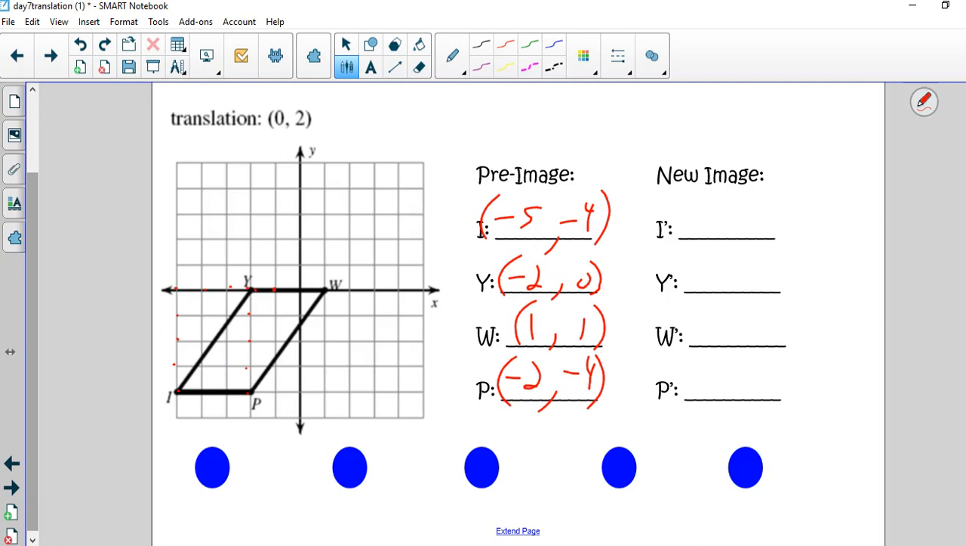Now, where's the new image? Well, we're going to translate it 0, 2. So 0 on the x means it's not moving left or right at all. And the 2 on the y means we're just moving everything up 2. So up 2, up 2. There's Y prime and W prime. Up 2, there's P prime. Up 2, there's I prime.